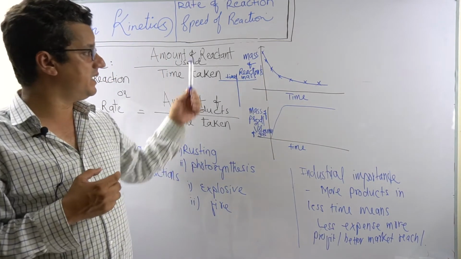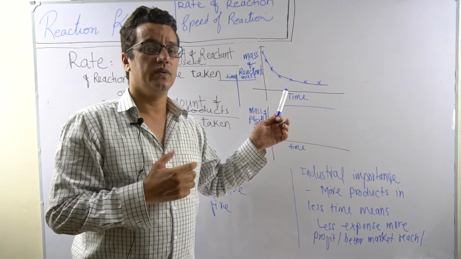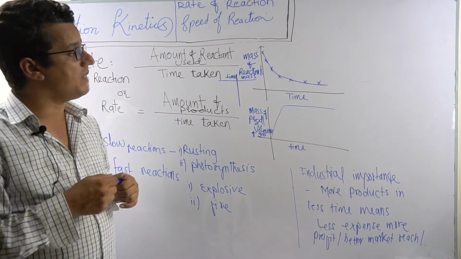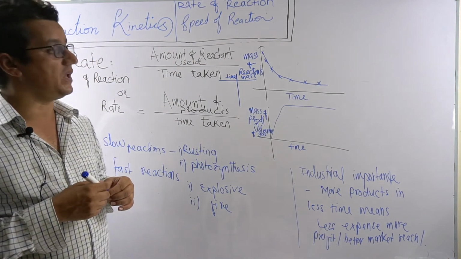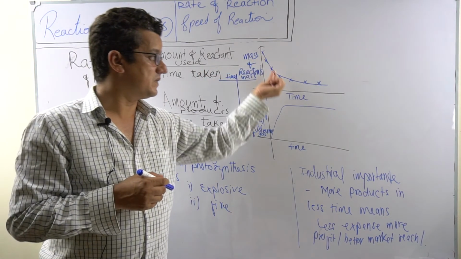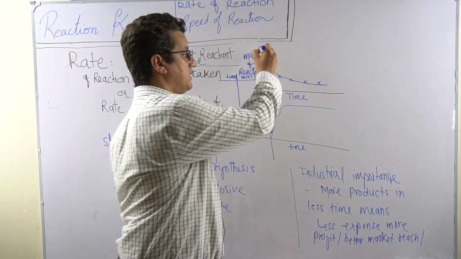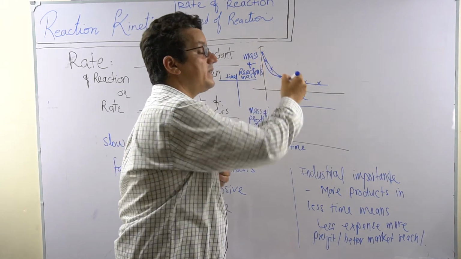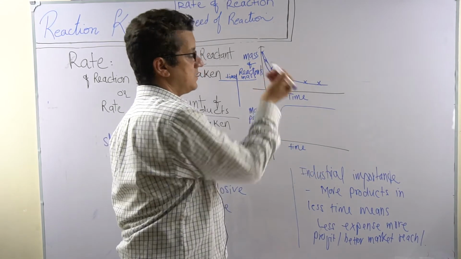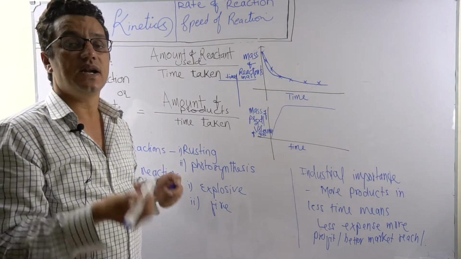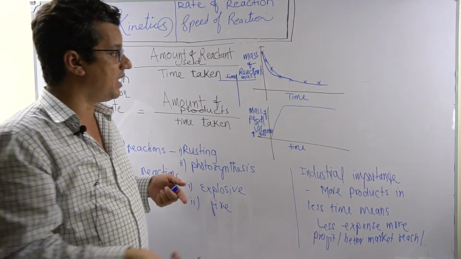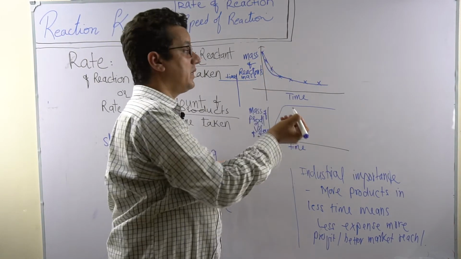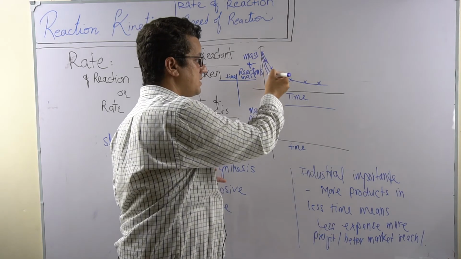Of course, the mass of the reactant will decrease with the passage of time, and this decrease in mass with time tells us about the rate of reaction. If the decrease is faster, it means your gradient is much steeper. And if the decrease is slower, your gradient is not that steep. So the steepness of the gradient can also tell us the rate of reaction, the speed of the reaction. If somebody asks you to show that a reaction you have done is very fast, show it on the graph: the gradient should be much steeper.